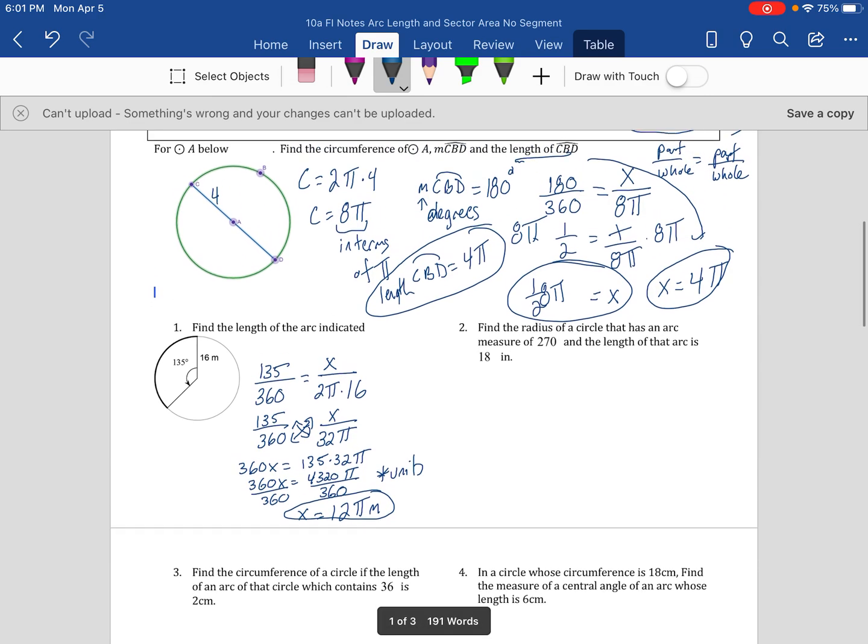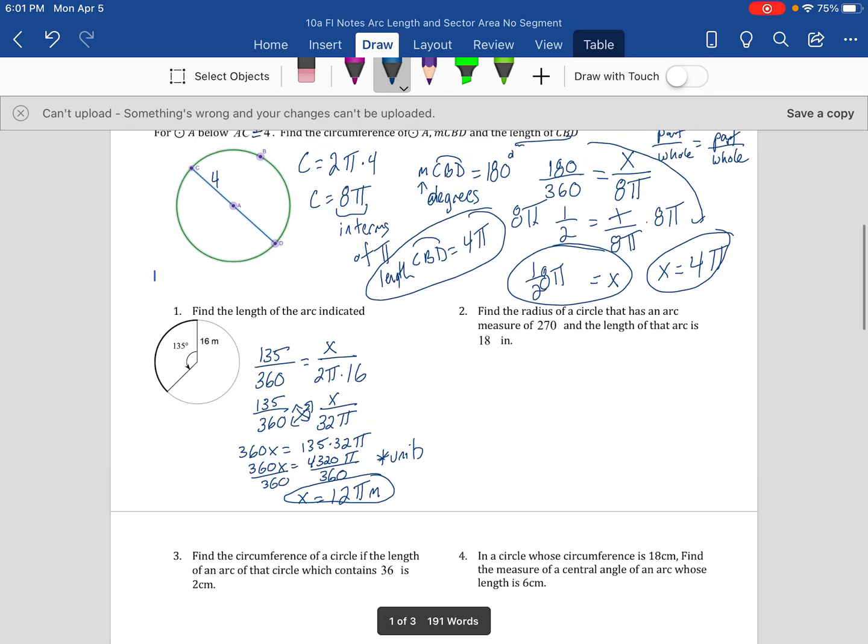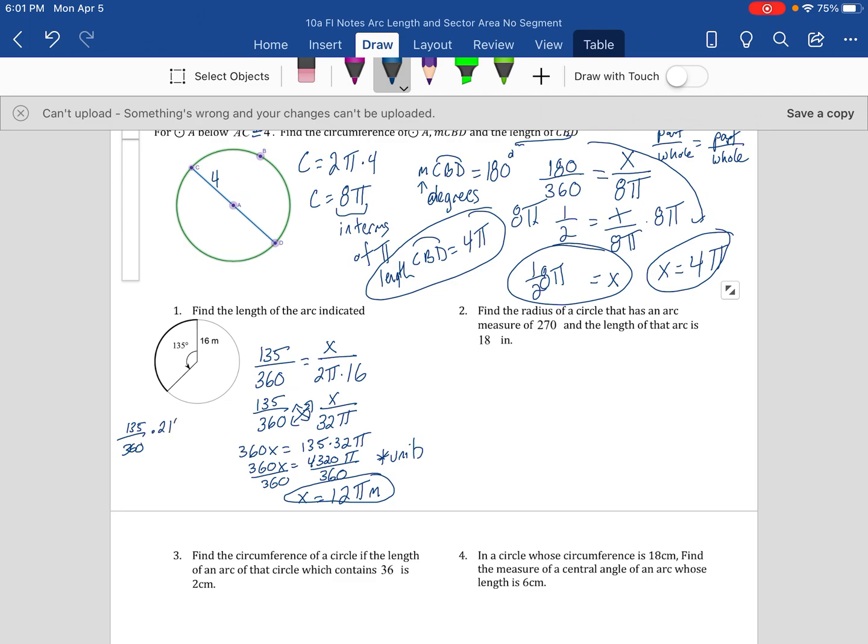That's part of the reason why you can use the formula for this one, because you could also have done 135 over 360 times 2 pi 16 is equal to x. That would also have worked, but it doesn't work in every single instance. Next one, it says find the radius of a circle. There's an arc measure of 270 and arc length is 18.